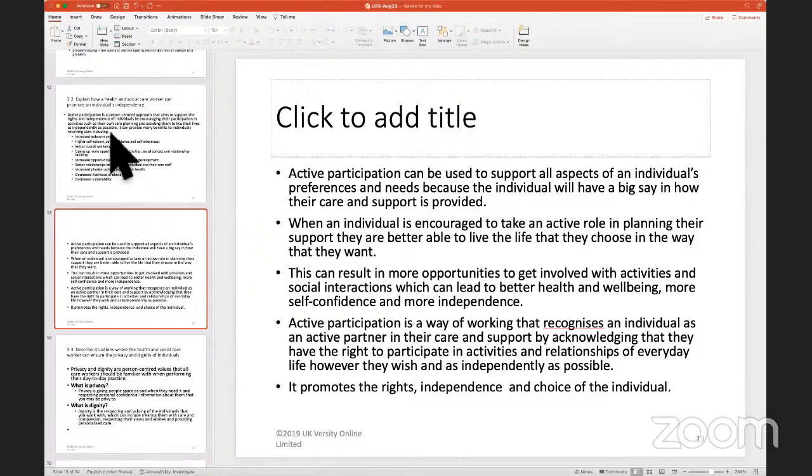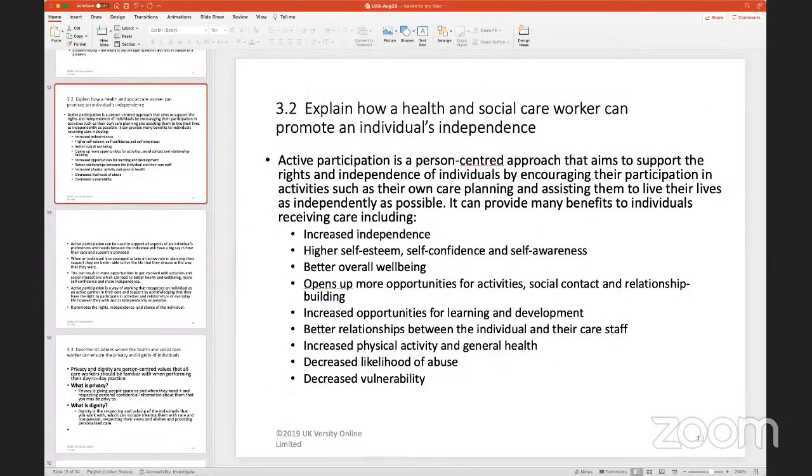Now, in terms of this particular assessment criteria, which is explaining how health and social care workers can promote independence, if you relate to the video that we spoke about in terms of promoting independence, the personalization approach that we saw in the first video is what also comes in handy, because this is something which is required as a care worker, that you need to have to be able to promote.